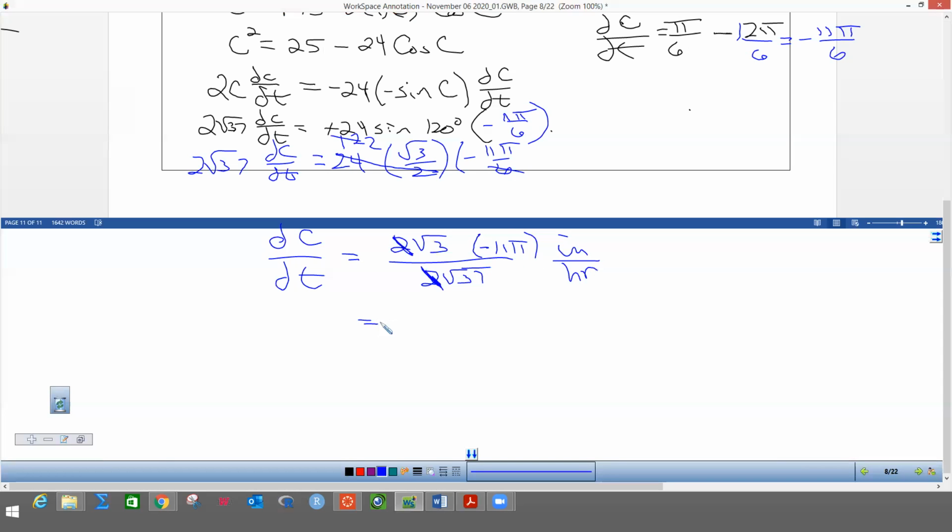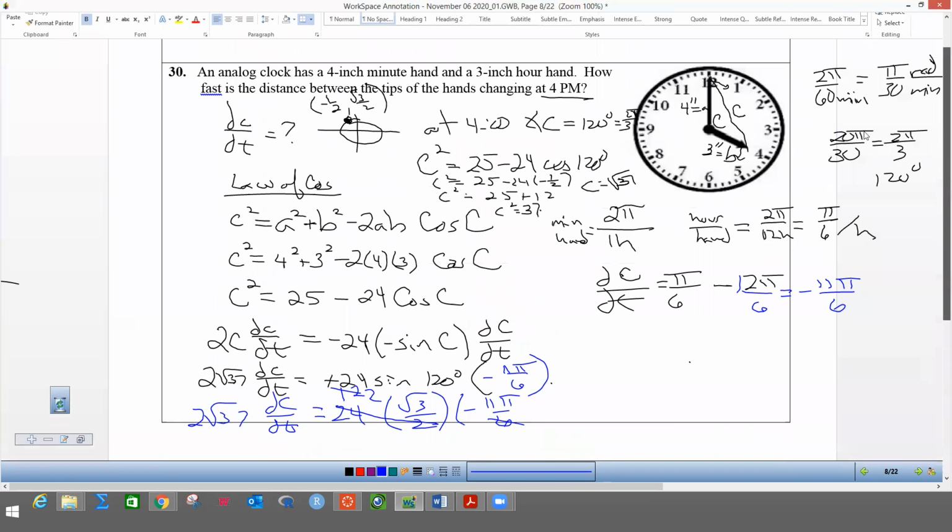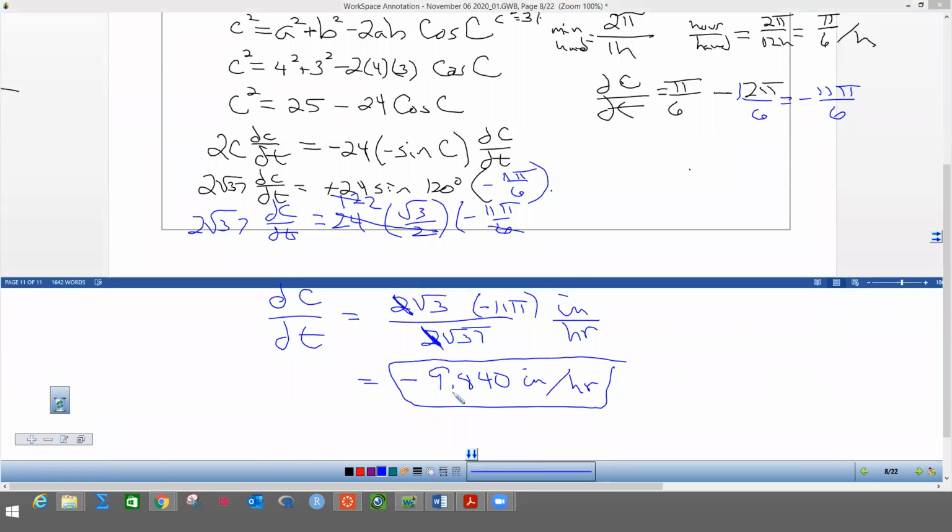If you type that in your calculator, it should be about negative 9.840 inches per hour. So that's how the distance is changing between the minute hand and the hour hand. We're talking about the distance between here and here is changing right at 4 o'clock. And it is getting that much closer at the time of 4 p.m. or 4 a.m. on the clock. So pretty hard problem. See you later.